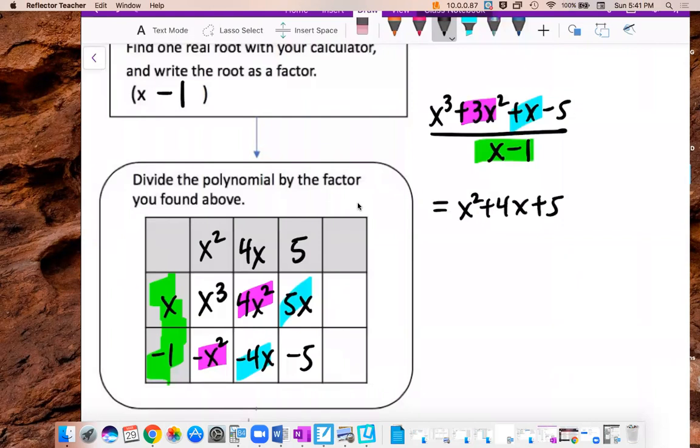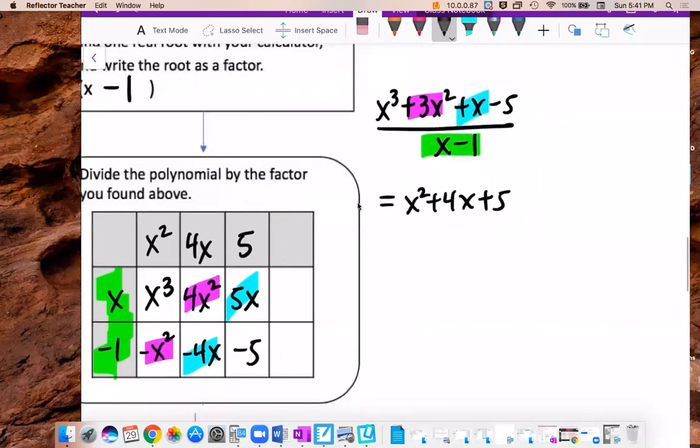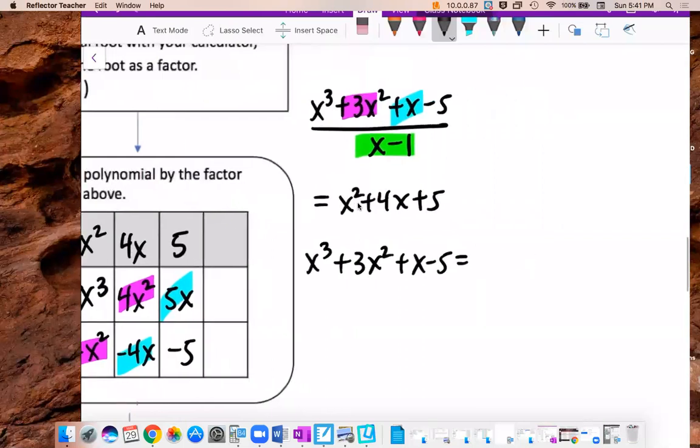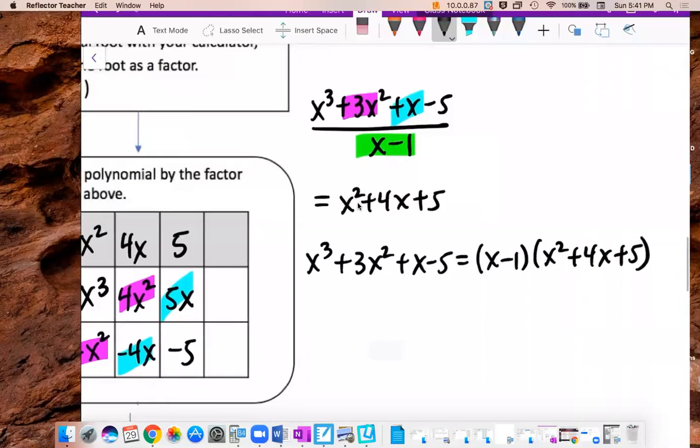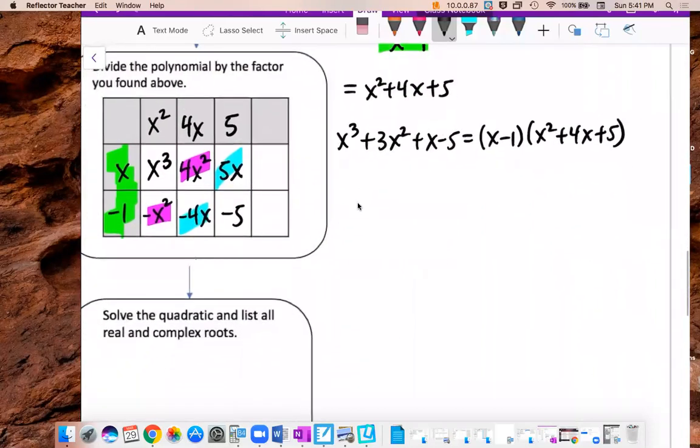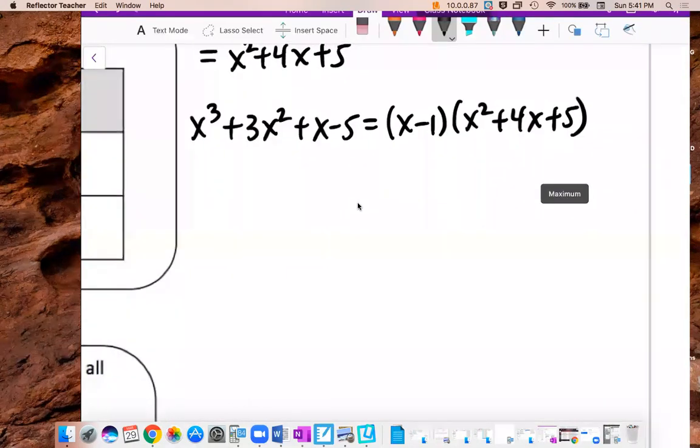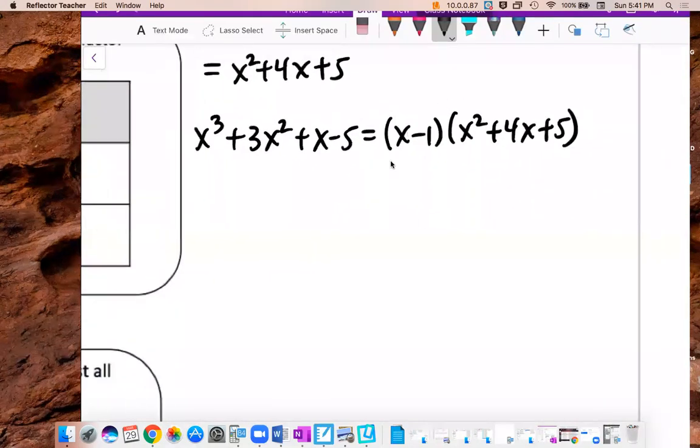So what we did is we wrote this original polynomial, this x cubed plus 3x squared plus x minus 5, is equal to what we divided by times the answer. So we're breaking this up into what the solutions are, okay? So then now this last one just says solve the quadratic and list all of the real and complex roots. So I'm just going to do it over here. I know if I solve this, it's going to be equal to 0 because that's where we're finding our x-intercepts.